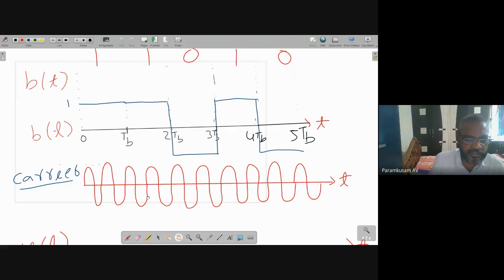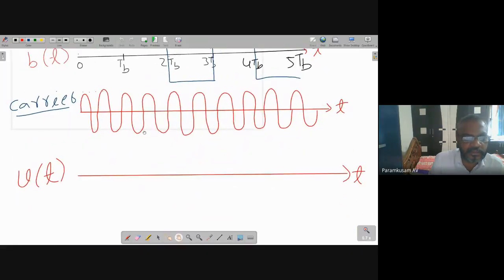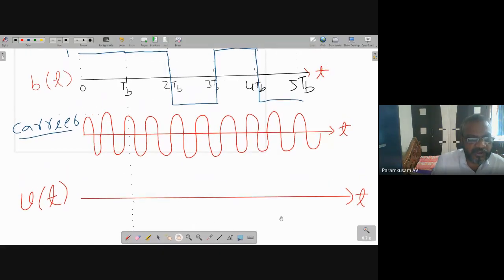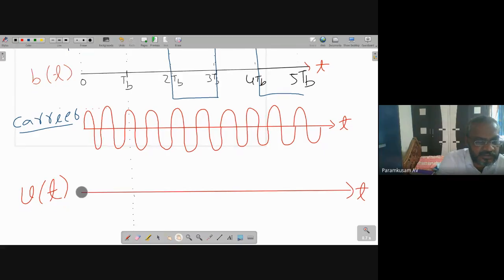See here, draw the signal from 0 to TB, where logic 1 is transmitted, no? Logic 1 is transmitted. So the V of t is equal to positive carrier angle. Then you will be getting the signal.